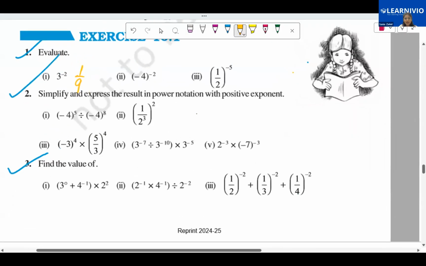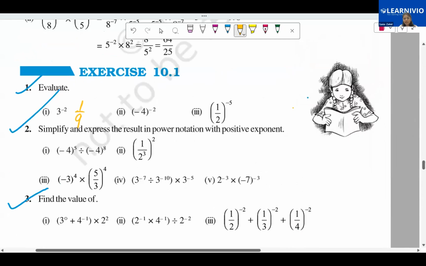Then next you have minus 4 by 4 to the power minus 2. So this can be written as 1 by minus 4 to the power 2, and it becomes 1 by 16. Now 1 by 2 to the power minus 5 becomes 2 to the power 5, which is 32. So your answer is 1 by 9, 1 by 16 and 32.